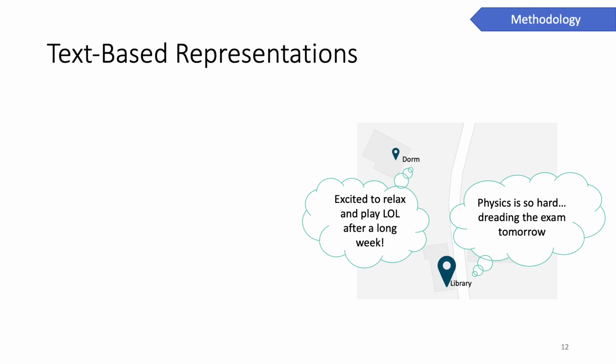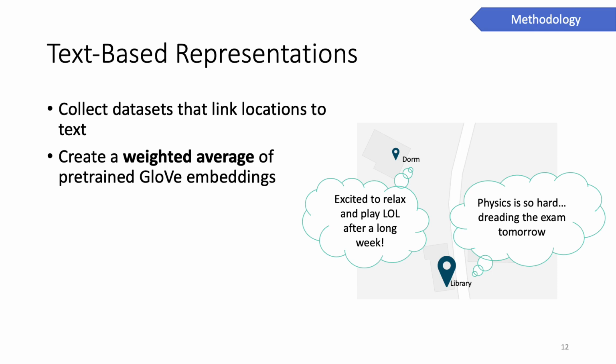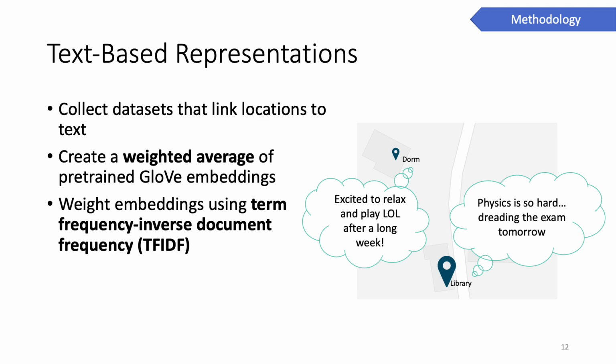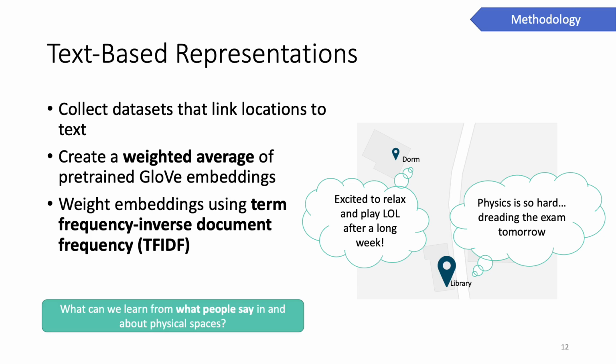Our second method is the text-based representations. We collected the 3 data sets that link locations to text, including from Twitter, from Reddit, and from the campus website. Then we create a weighted average of pre-trained GloVe embeddings for the words that are linked to those locations. We weight the embeddings using TF-IDF. Using this method, we hope to answer the question, what can we learn from what people say in and around physical spaces?